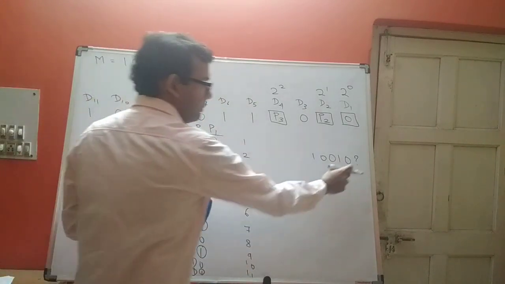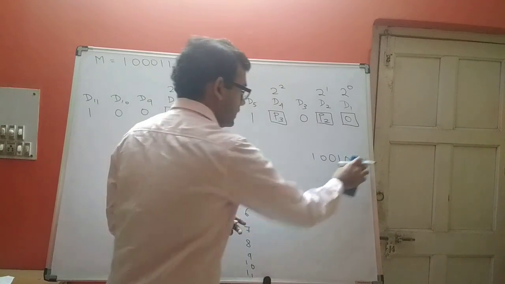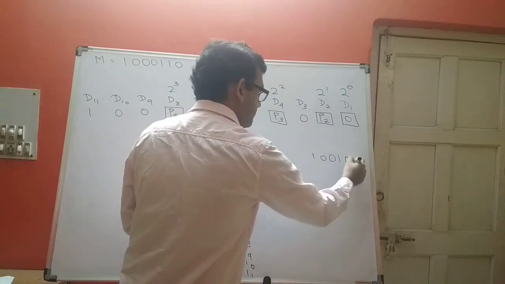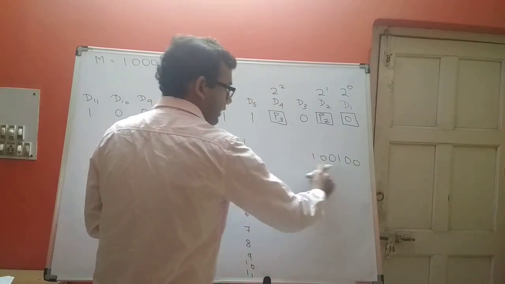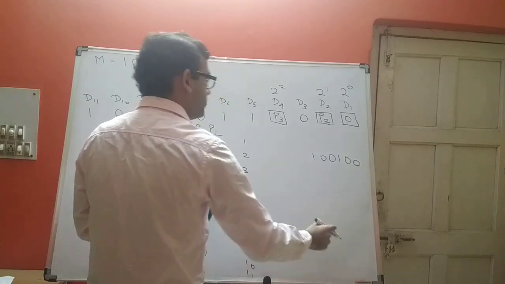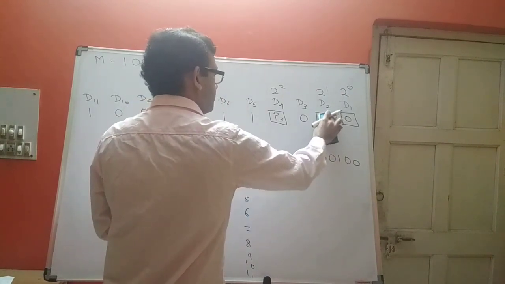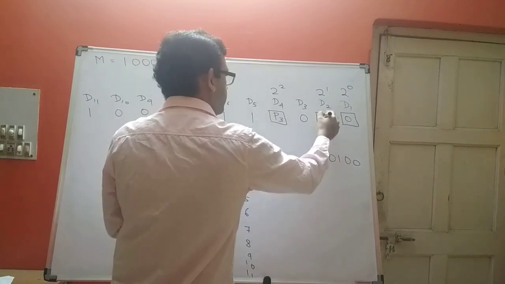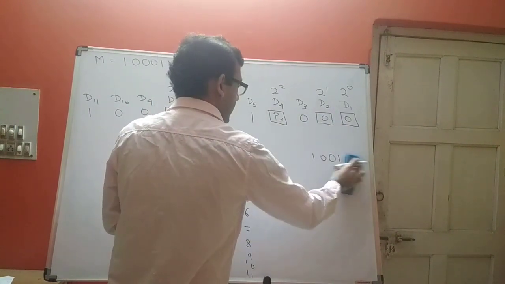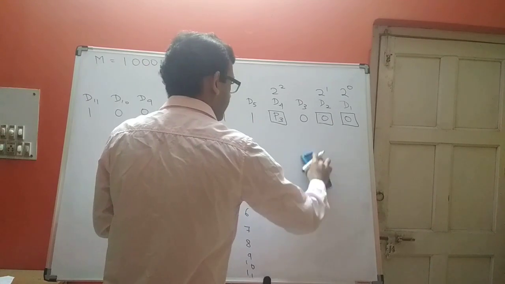Now what should I place here so that there are even number of 1s? I should place a 0 so that there are even number of 1s. See, after placing 0 here, I have even number of 1s. So P2 will get a value of 0. Okay. Now it's time to find the value of P3.